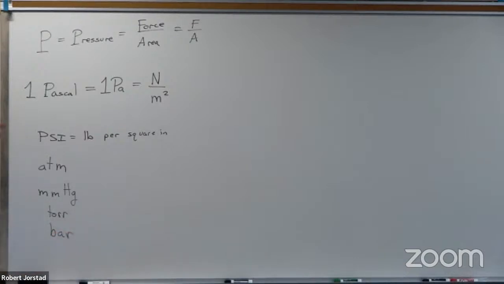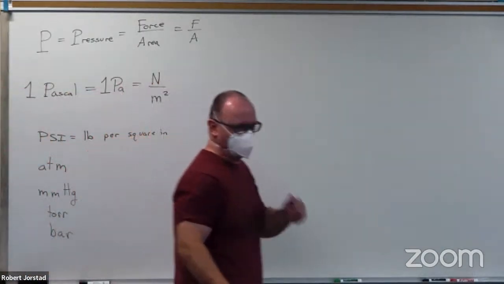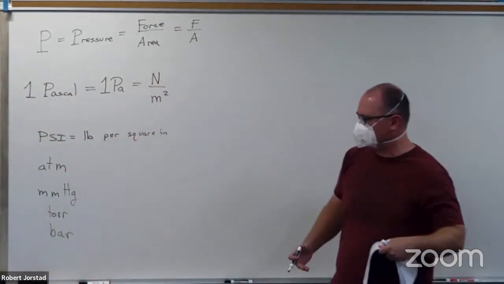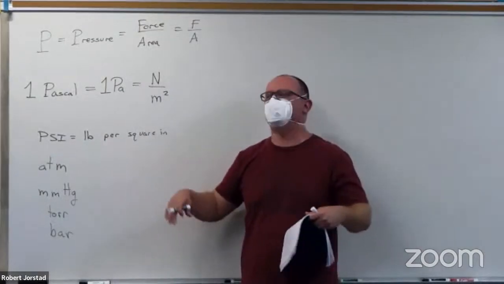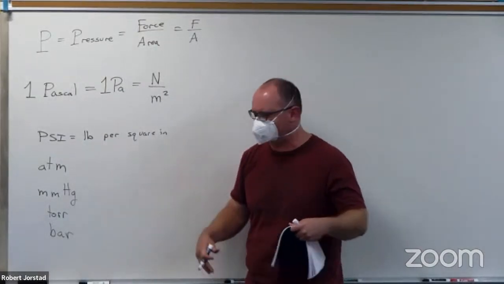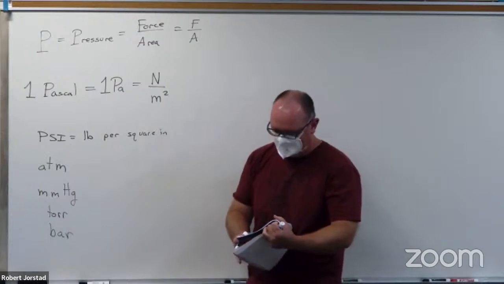Already we've got 1, 2, 3, 4, 5, 6, 7 different common units. When you're searching the internet, it's important to know these different units so that you can be like, ah, I don't know what these are, but you can know, oh, that is a unit. I could punch it into Google and convert it, right?